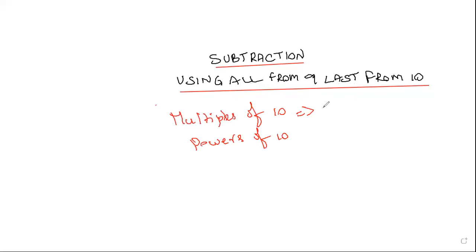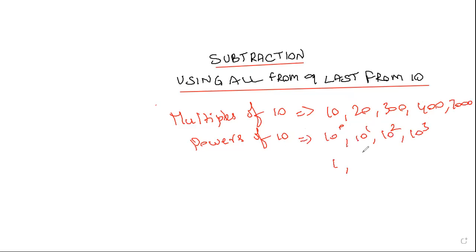Multiples of 10 are numbers in the form of 10, 20, 300, 400, 7,000, anything. It should end with zeros. Powers of 10 means 10 power 0, 10 power 1, 10 power 2, 10 power 3. We can write 10 power 0 as 1, 10 power 1 as 10, 10 squared as 100, 10 cubed as 1000. These are called powers of 10, and those are multiples of 10.